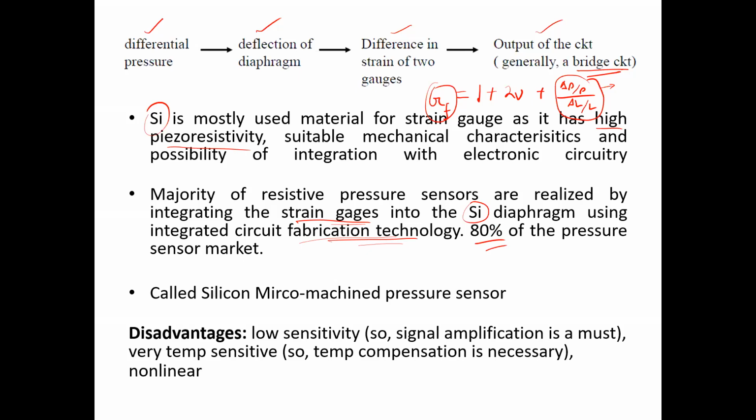And as semiconductor materials are used, the size of the sensors can be miniaturized. So in that sense, these sensors can be called silicon micro-machined pressure sensors.